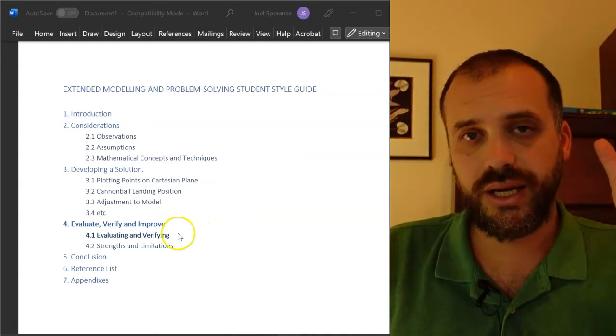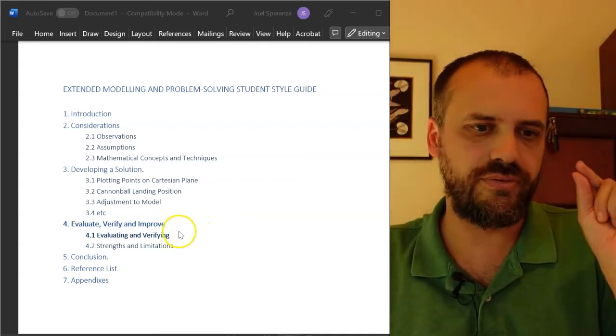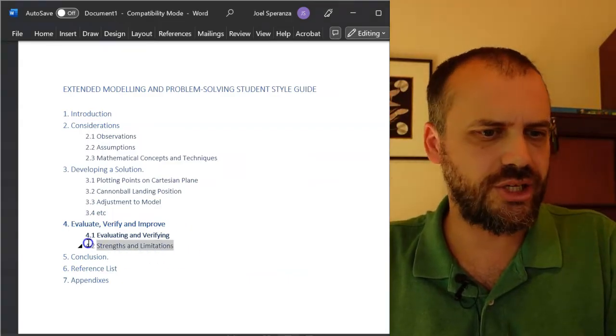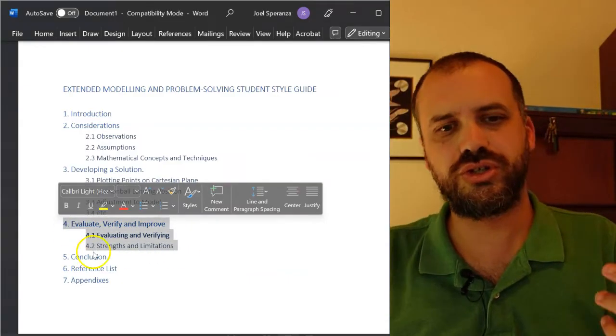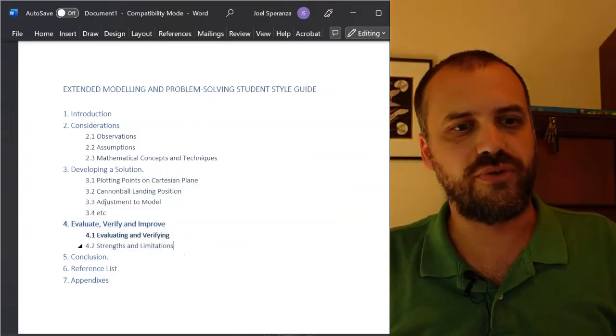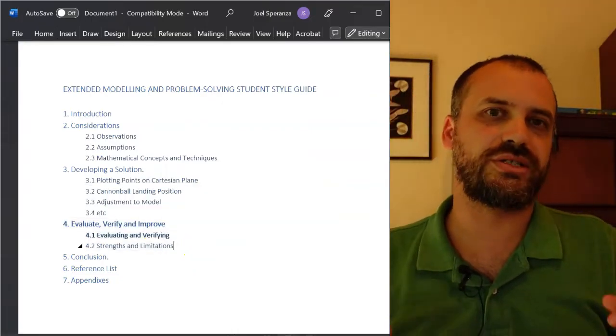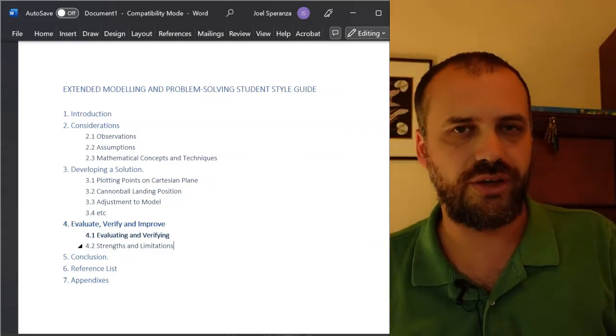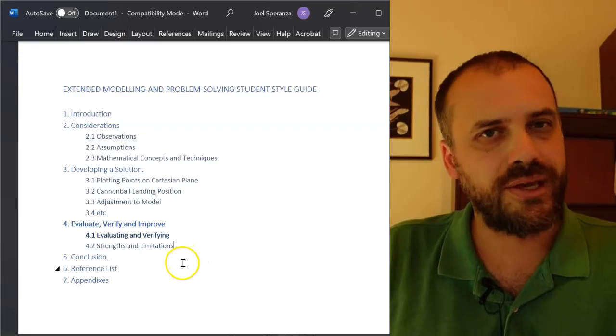So here we are yet again. This time we're looking at evaluating and verifying. Now, traditionally, this section is the one that students leave until the night before. They've done their solution, they've done everything else, and they just bash away at the keyboard and get a few hundred words on there for evaluate and verify. Big mistake.